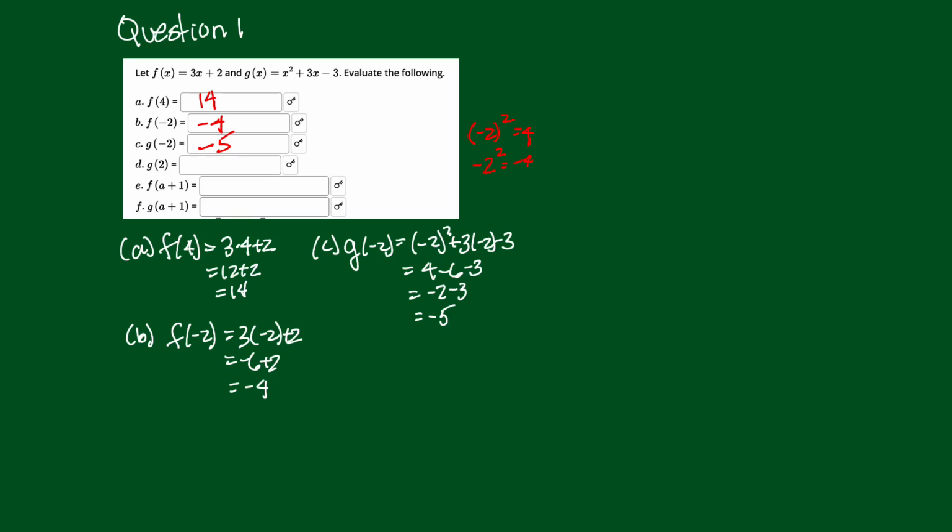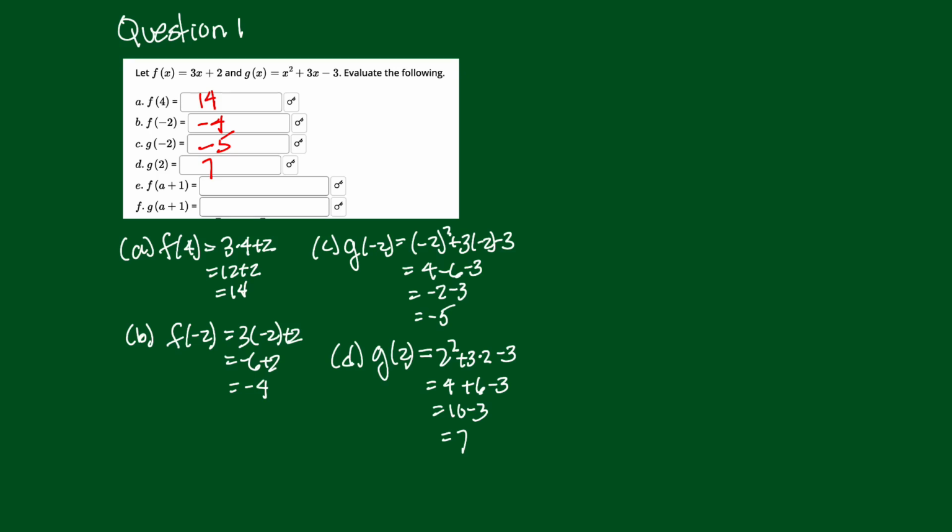Now, D. This is D. G of positive 2. All right, so locate g. We know what g is. Replace all the x's with 2. So I'm looking now at this function up here at the top. I'm going to replace all the x's with 2. All right, so let's do that. I'll get 2 squared plus 3 times 2 minus 3. So I'll get 4 plus 6 minus 3. That's 10 minus 3. That's a 7. All right, so let's claim that this is a 7.